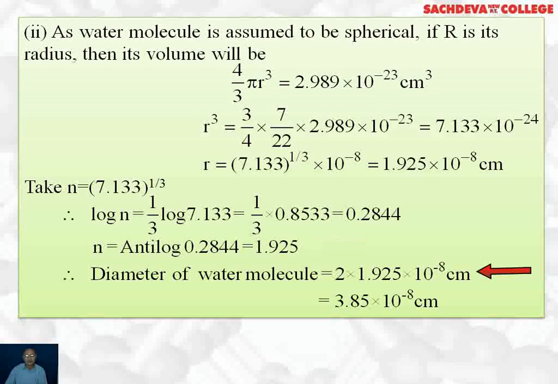Put the decimal after first place, so we will get 1.925. Diameter of water molecule will be twice of the radius. That is 2 × 1.925 × 10^-8. This comes out to be 3.85 × 10^-8 centimeter.